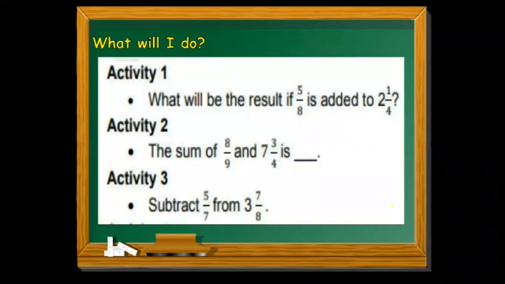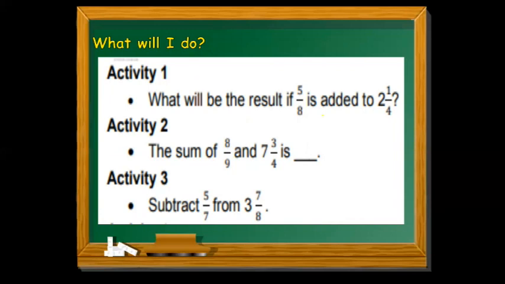So let's move on to our What Will I Do. So we have 3 activities for today. First, what will be the result if 5 over 8 is added to 2 and 1/4? Activity number 2, the sum of 8 over 9 and 7 3/4 is. And number 3, subtract 5 over 7 from 3 and 7/8. Okay, let's answer first the first one.